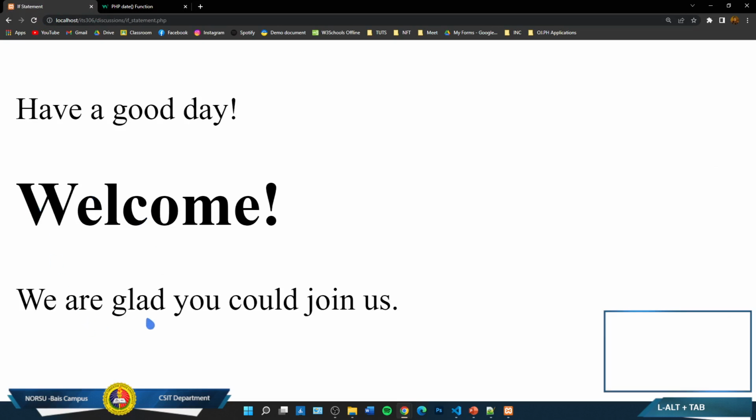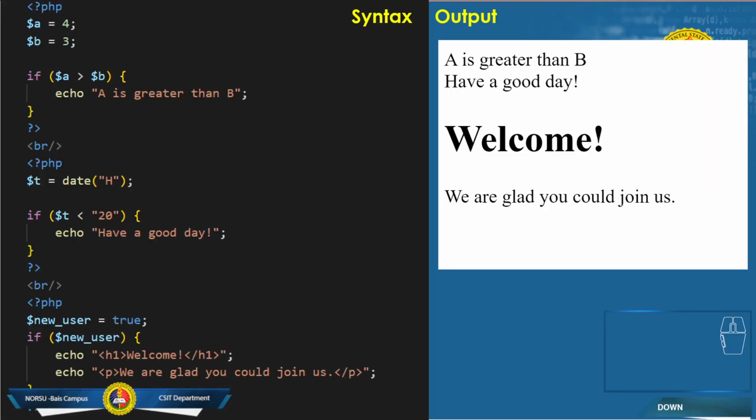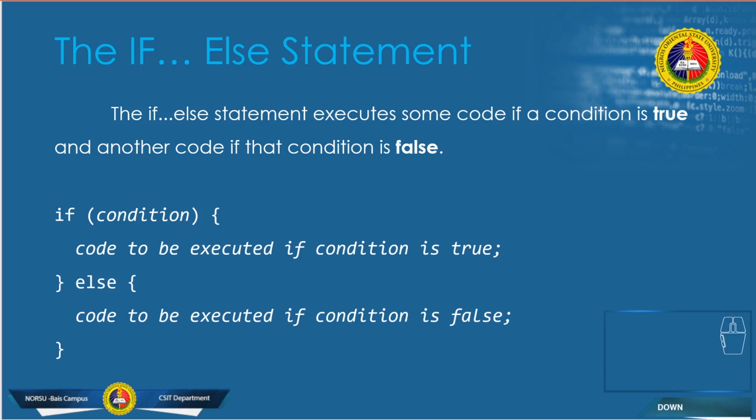So again, that is for the if statement. The if statement will only be executed if the statement is true. So how are we going to make sure that our website is going to be a little bit better if the statement is false? We will use another function, which is the if else, or basically the else statement. We already know that the if statement will be executed if the condition is true. The else will be executed if this condition is false.